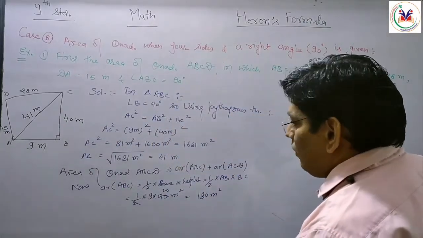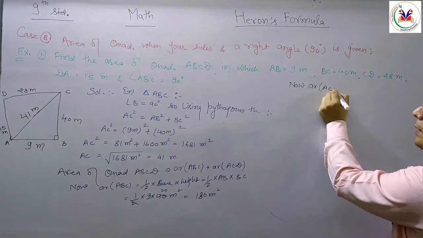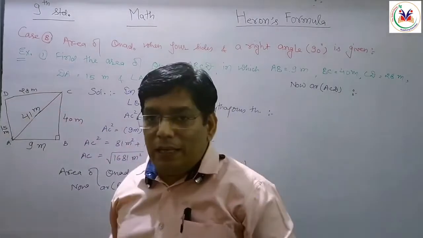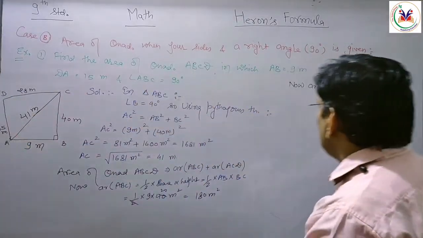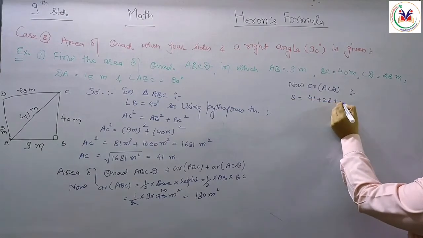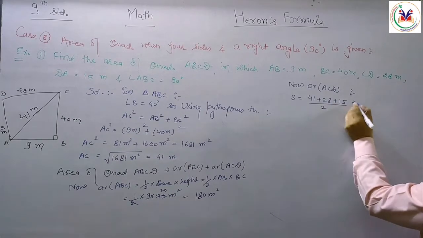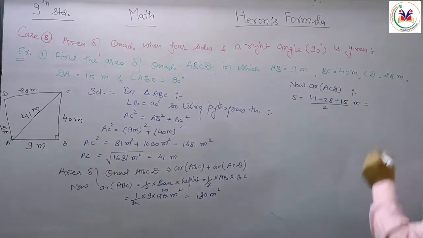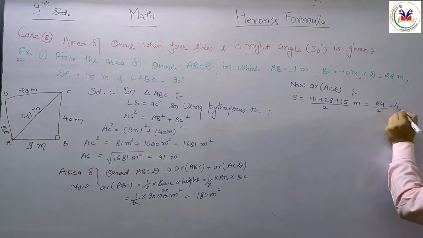So now area of ACD. So using the Heron's formula we should find the area of ACD. Again ACD के लिए हमारे पास sides है 41, 28 and 15 meter. So we should calculate as 41 plus 28 plus 15 meter, and then we should divide by 2. Now I should make the addition. 5, 8, 13 or 14, carry 1, 5, 7 or 8, divide by 2, 42 meter.